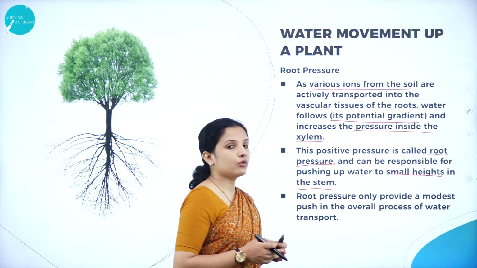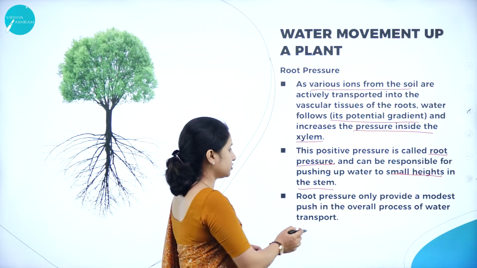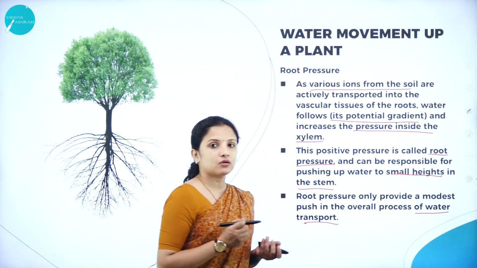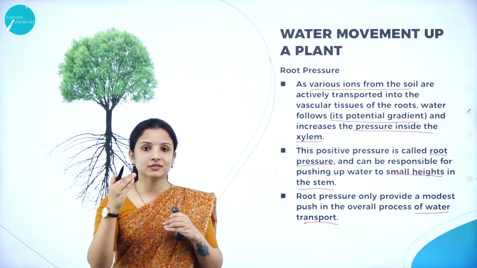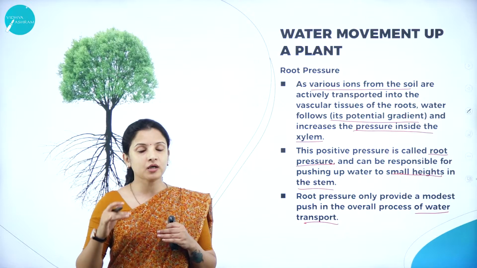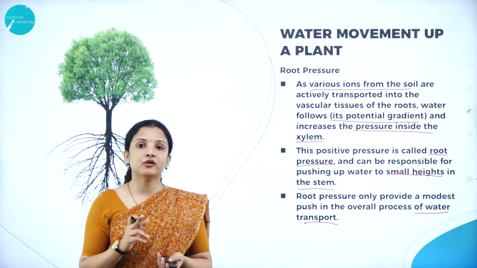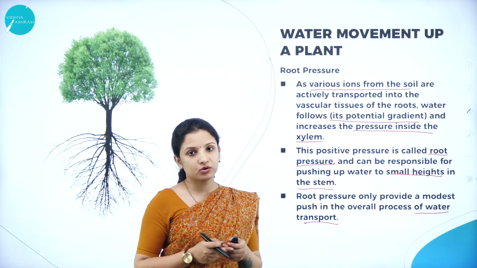So root pressure only provides a moderate push in the overall process of water transport. So that is what it means. It only gives a push to the movement of the water up to a certain distance in the plant. But in taller plants, if the water has to move, then it has to depend on the transpiration pull. So now we have understood about the root pressure.